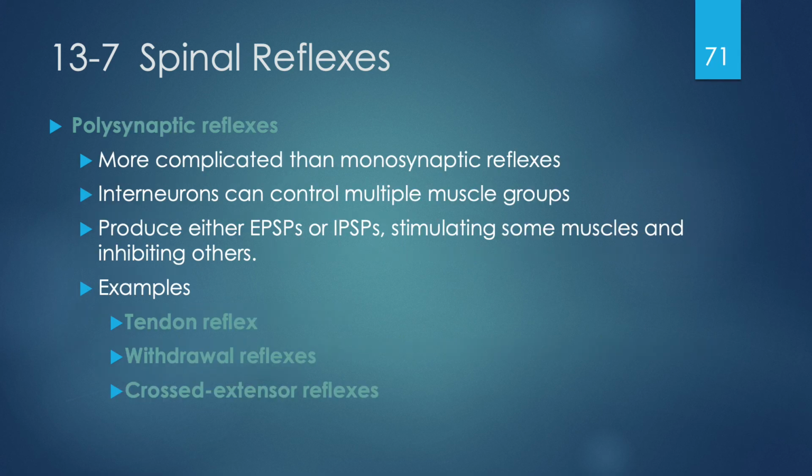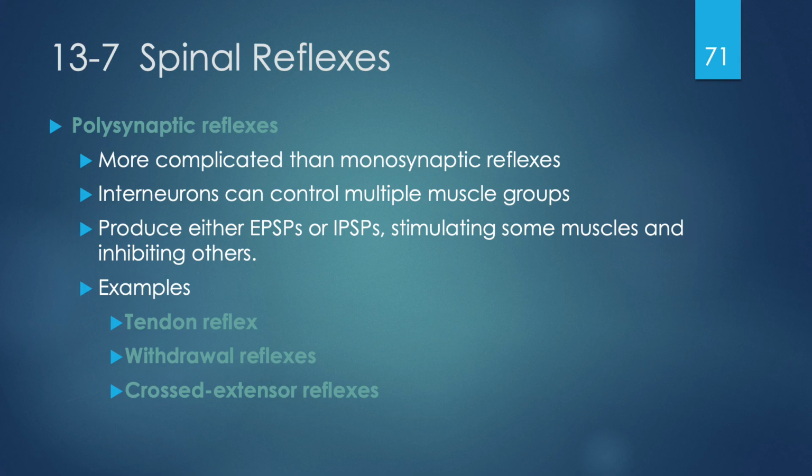Now let's look at some more complicated reflexes. These are polysynaptic reflexes, which differ from the monosynaptic reflexes because we have more than one synapse. So because we have more than one synapse, it's possible for us to have those different neuronal pools activated that we looked at earlier. So we can have all sorts of different patterns of reflex activity occurring.